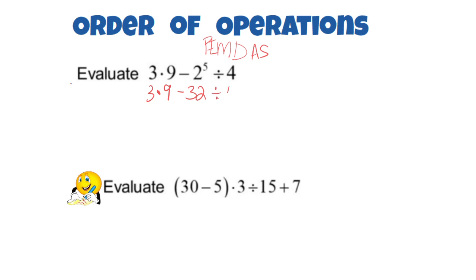So 2 to the 5th is 32. Then I'm going to do the multiplication and division, and I'm going to go through and do them both left to right. So 3 times 9 is 27. Leave the minus sign, but then I'm going to go ahead and do the division. 32 divided by 4 is 8. So there I did the multiplication division. Last step is the subtraction, and I get a 19 for that.